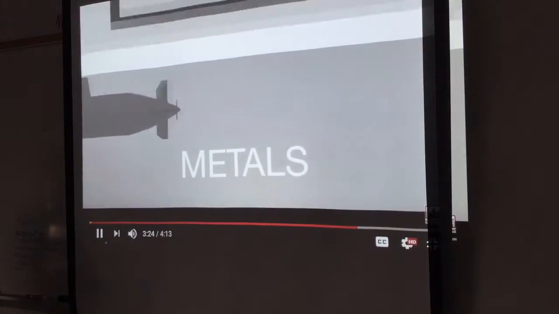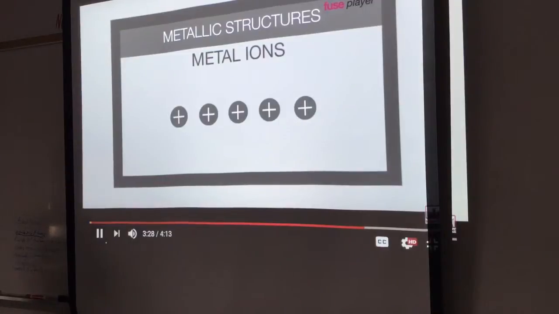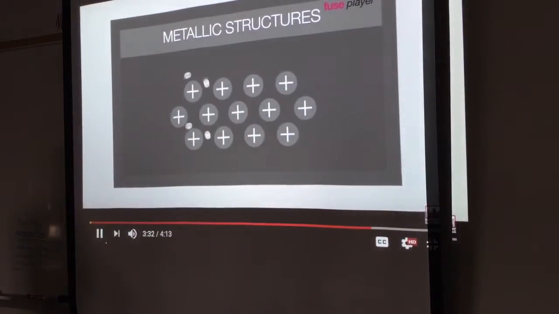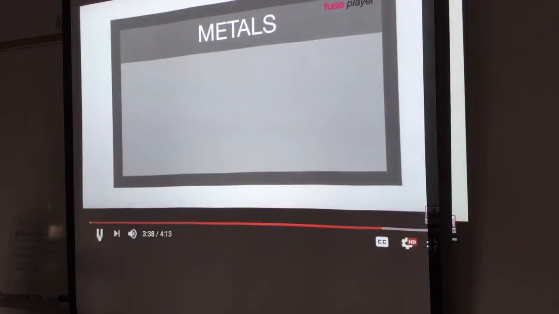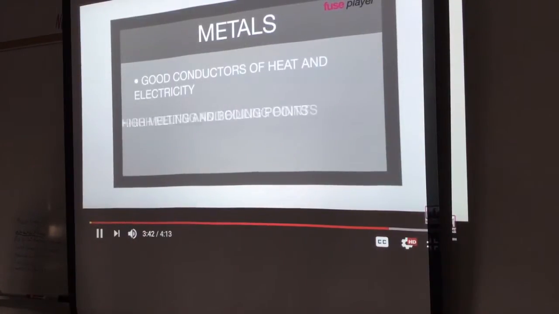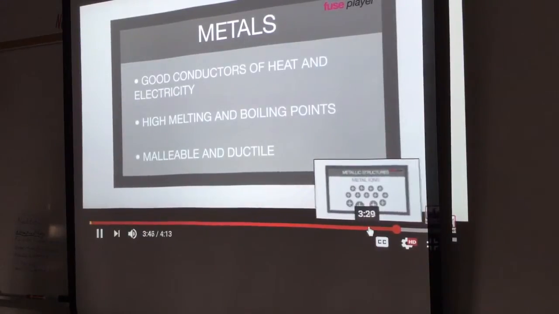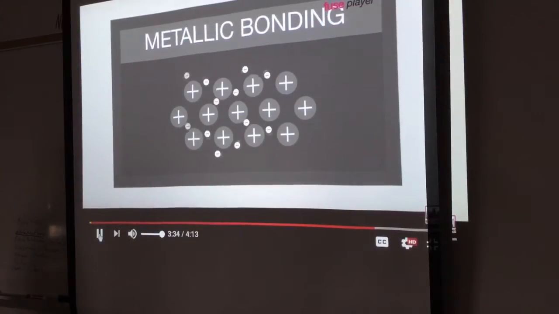To recap, the electrostatic attraction between metal ions arranged in a lattice structure and free-floating electrons is known as metallic bonding. This explains many properties of metals. They are good conductors of heat and electricity, have high melting and boiling points, and are malleable and ductile.